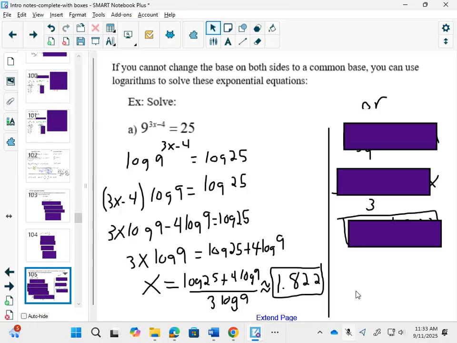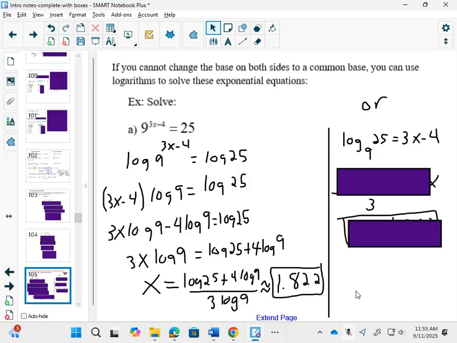Now what's on the left is what I like. There are other methods, and sometimes they're shorter, but they don't always work, so sometimes they're problematic. But if you wanted to, in this question, I have 9 to the power of 3x minus 4 equals 25. I could change this to log form and write it as log base 9 of 25 equals 3x minus 4.